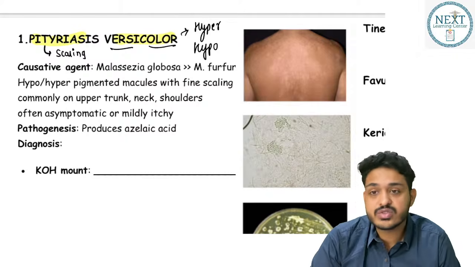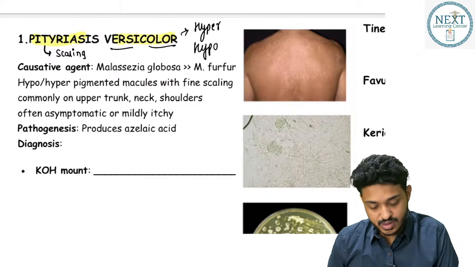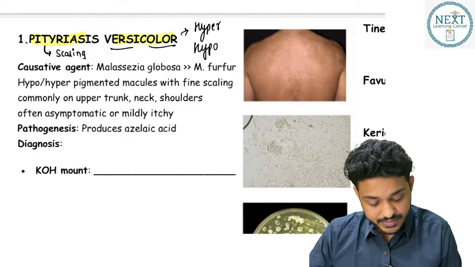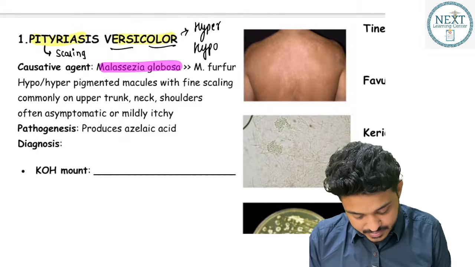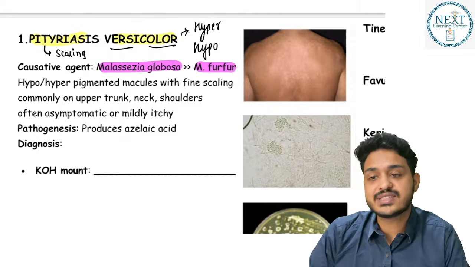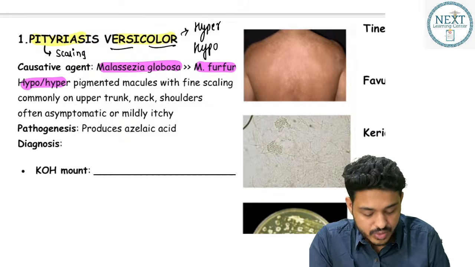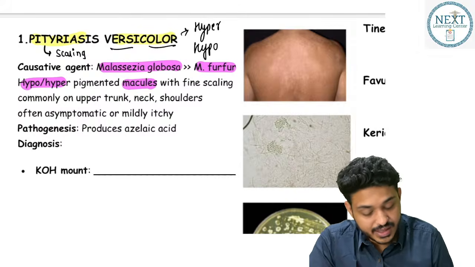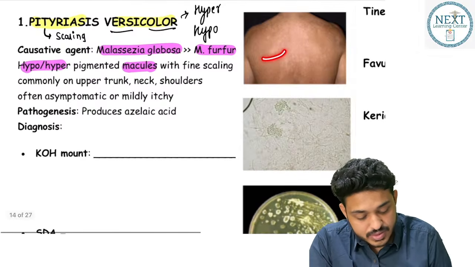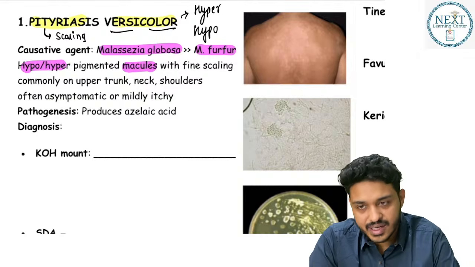यहाँ पर क्या क्या क्वेश्चन पूछे गए हैं? Let me just jot down all the questions that have been asked previously. So Malassezia globosa we are having, Malassezia furfur we are having. It is going to have hypo and hyperpigmented macules. Macules are going to be flat lesions, right? So you can have macules, hyperpigmented, right?